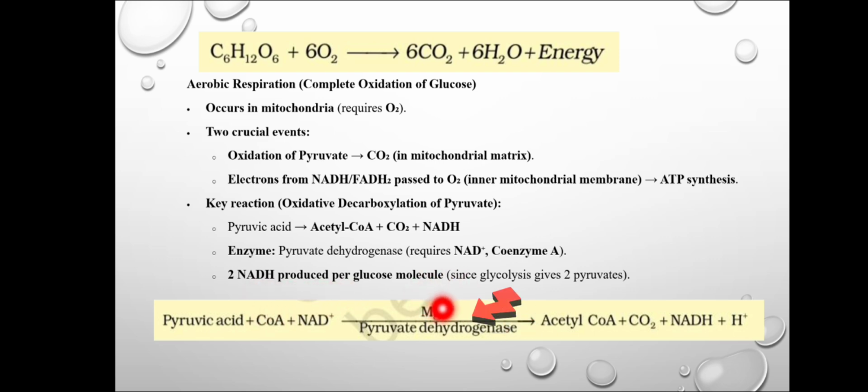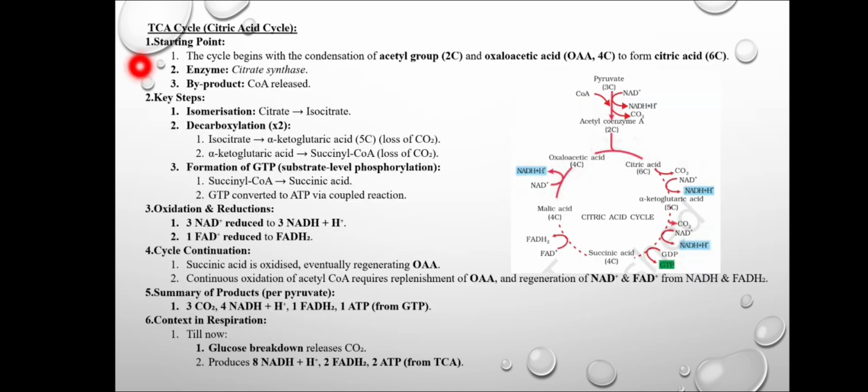Now here one more thing to note is Mg2+. In the functioning of pyruvate dehydrogenase, this Mg2+ plays a very important role. The acetyl coenzyme A enters into the TCA cycle, also called the citric acid cycle. Now here, the acetyl coenzyme A reacts with 4-carbon oxaloacetic acid, and this 2-carbon plus 4-carbon forms a citric acid which is of 6 carbon. This process is catalyzed by the enzyme citrate synthase.